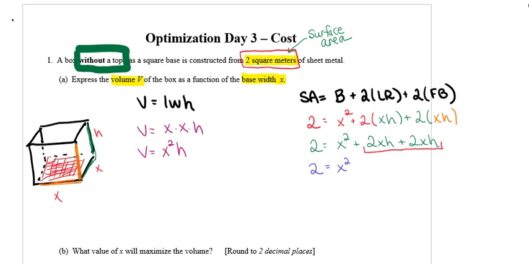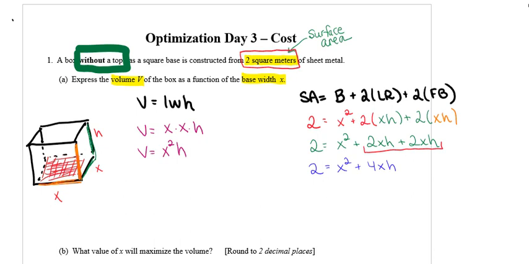Remember, when you combine like terms, we combine the coefficients, but keep the rest the same. So combining 2xh plus 2xh is going to give us 4 of those xh's. At this point, I'm not really sure what I'm supposed to solve for, the x or the h. So I'm going to go back and reread the question.